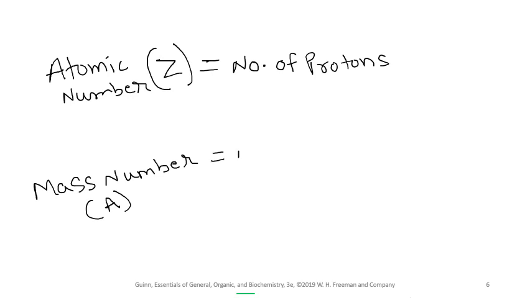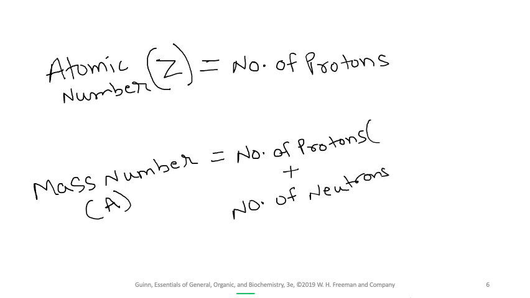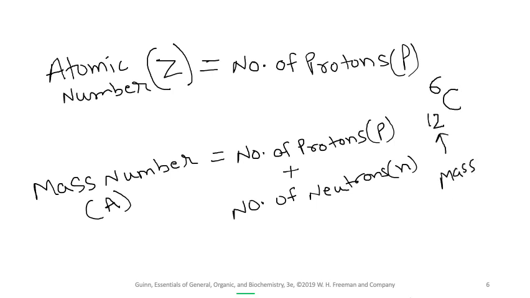So whenever you see an A written, that means we are talking about the mass number. The mass number is the number of protons plus the number of neutrons. So you can say A equals P plus N, where P is protons and N is neutrons. This is how you normally get the mass number. So keep this in mind. For example, carbon is 6 and 12. The top number tells you the atomic number, like we just learned in the previous slide. The bottom number is the mass number.